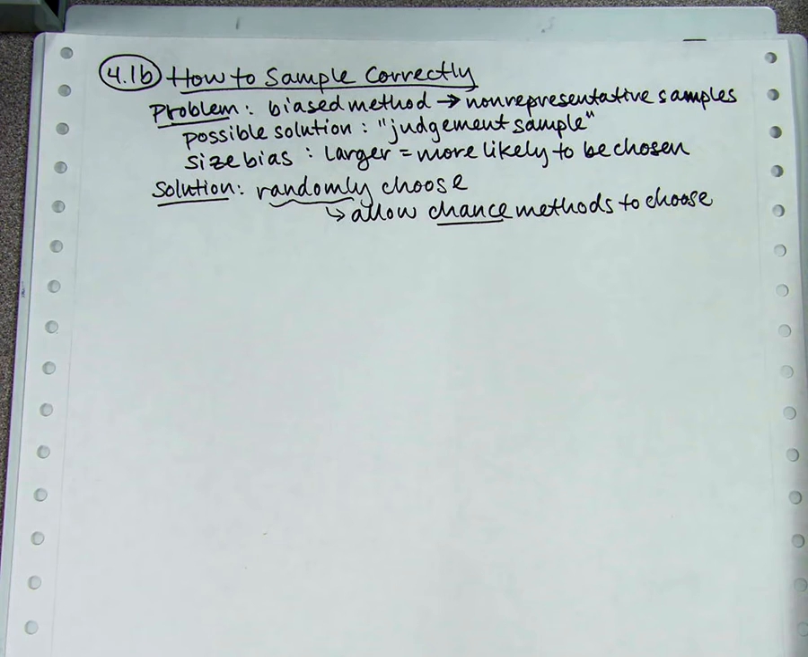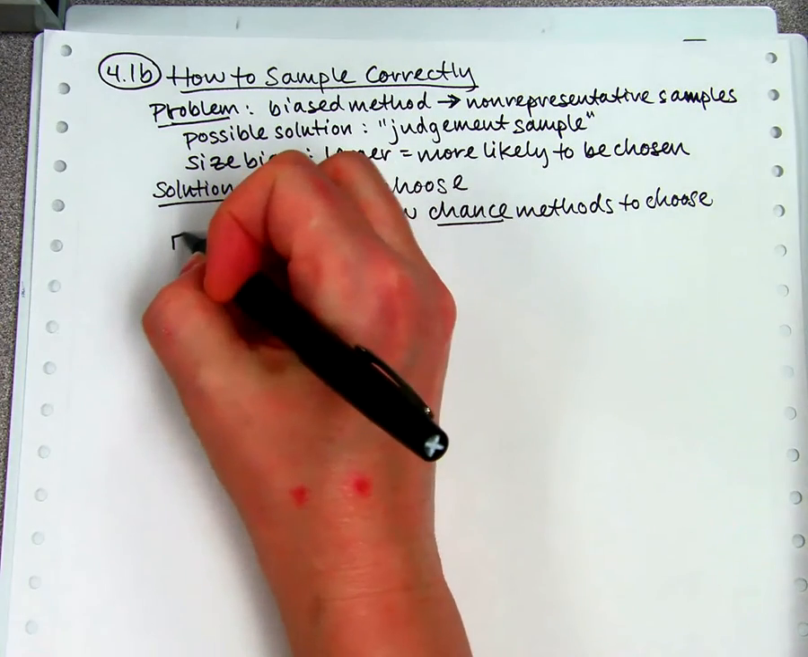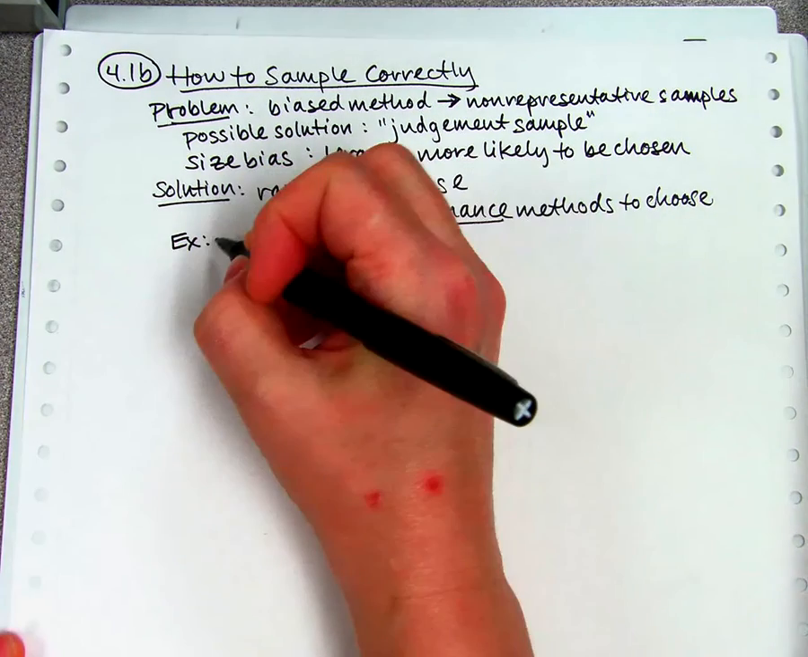If you're just choosing, some people will write for their project proposals and things later on when I make you do a random sample for a project, they'll say, oh, I'm just going to go into the cafeteria and choose some people. Oh gosh, no, that is not random. So random means something else chooses besides you. So for example, you could roll a die.